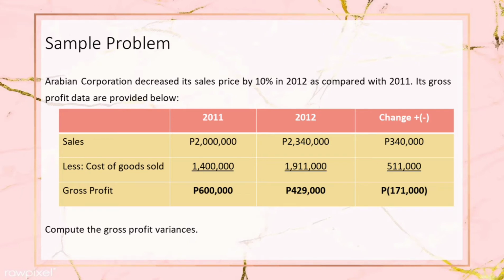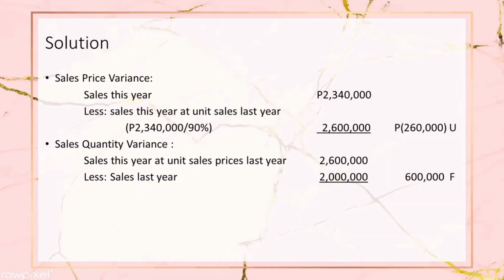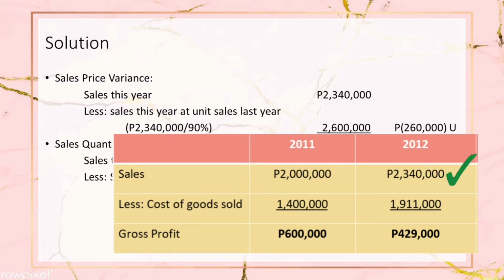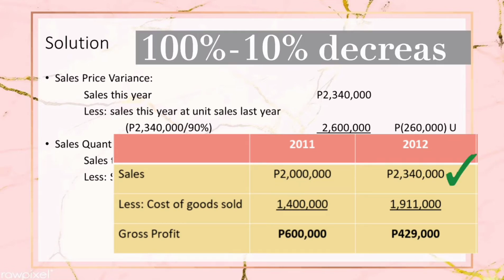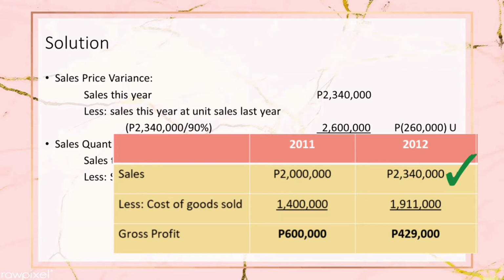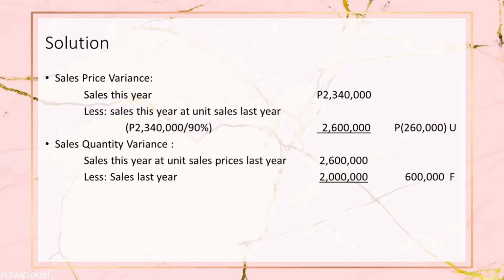Since the sales price ratio is given, the computation rationally starts from the sales price variance. As the sales price variance ratio is given as a 10% decrease, the sales this year at unit sales price last year is equal to the sales this year divided by 90%, which is 100 minus 10, since it is a decrease. The sales this year is 2,340,000, divided by 90%, so we have 2,600,000. We deduct the sales this year of 2,340,000 from 2,600,000, giving a sales price variance of 260,000 unfavorable.